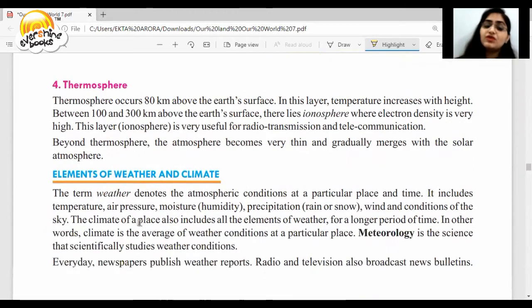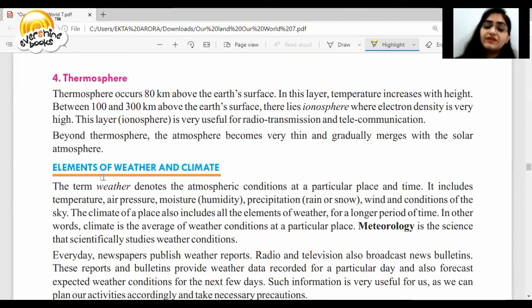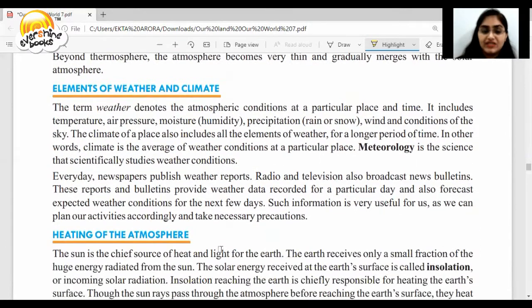Now, what are the elements of weather and climate? The term weather denotes the atmospheric conditions at a particular time and place. See, weather and climate both are different. You must have learned this in your 5th or 6th grade, most probably in grade 5. It includes temperature, air pressure, moisture, precipitation, wind, conditions of sky. The climate of a place also includes this, but for a longer period of time. In other words, climate is the average of weather condition at a particular place. Meteorology is the science that scientifically studies weather conditions.